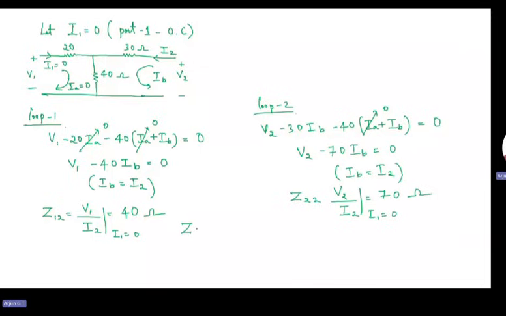Therefore, the Z parameter values are found. We will write them in matrix form. Z11 is equal to 60 ohm, Z12 is equal to 40 ohm, Z21 is also 40 ohm, and Z22 is equal to 70 ohm.